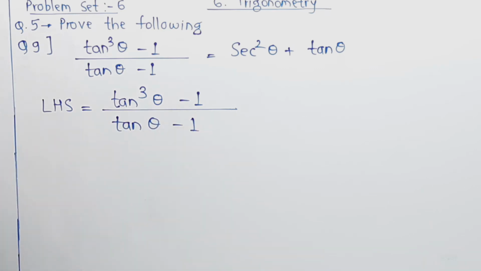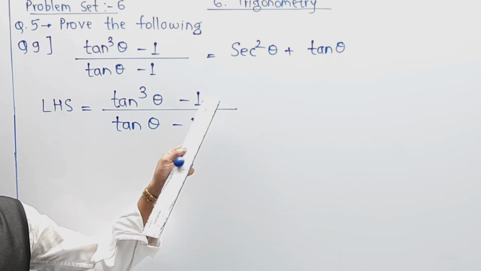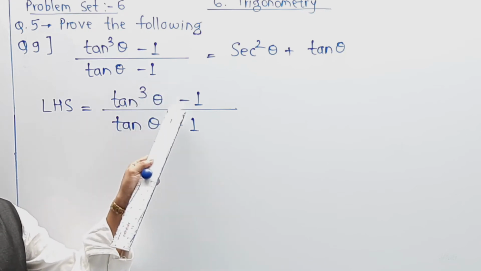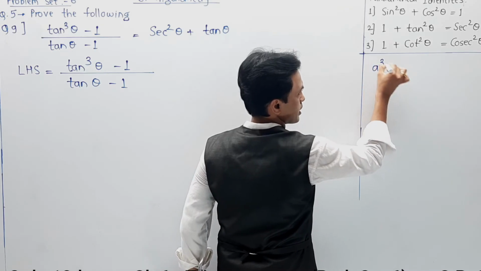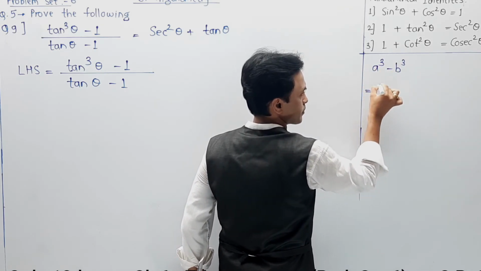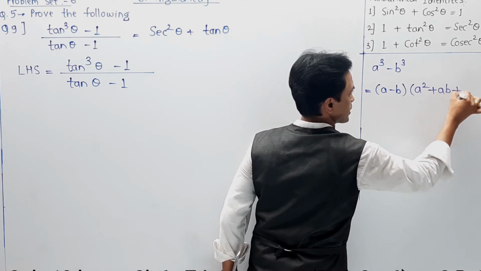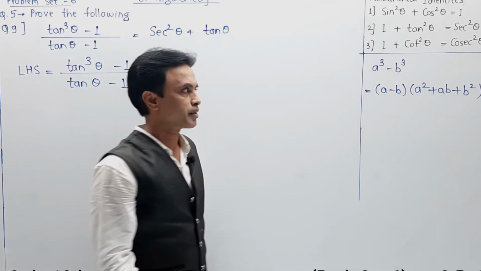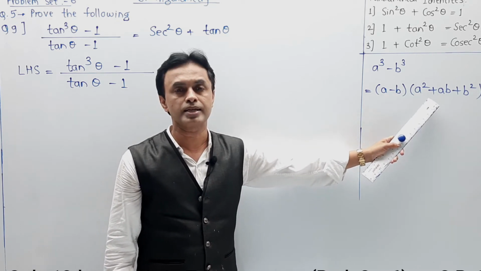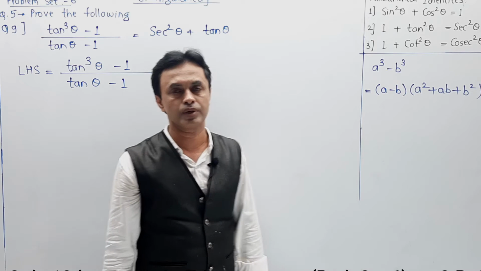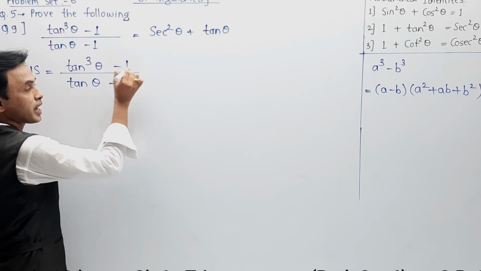minus 1. Now in this case, 1 is itself a cube of 1, so it is tan cube theta minus 1 cube. Just like the previous numerical, a cube minus b cube has the factor a minus b in the first bracket and a square plus ab plus b square in the second bracket. I repeat, the factor of a cube minus b cube is a minus b into bracket a square plus ab plus b square. Now I am going to do the same here by considering 1 as 1 cube.